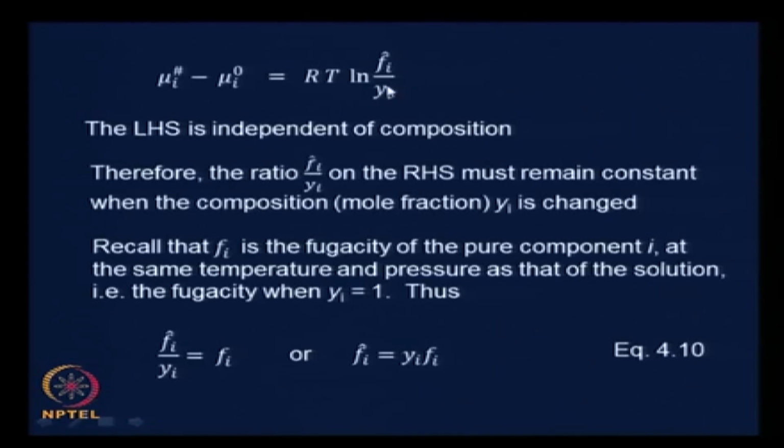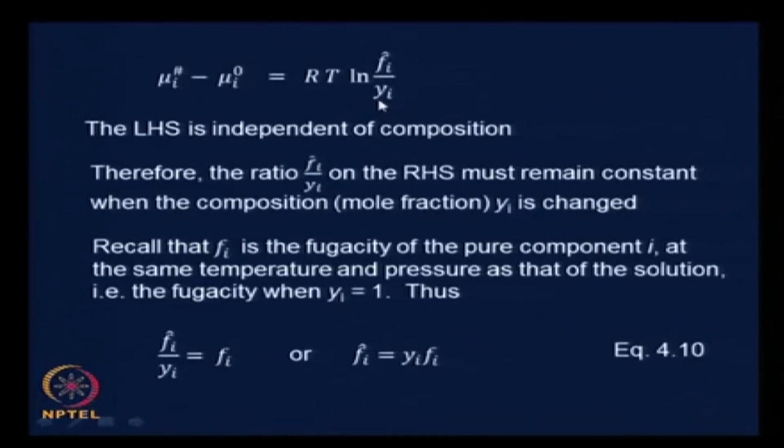If we look at one particular value there, when yi equals 1, Fi hat by yi must equal Fi by 1, because when yi becomes 1, Fi hat becomes Fi, and therefore Fi hat equals yi into Fi. This says something powerful.